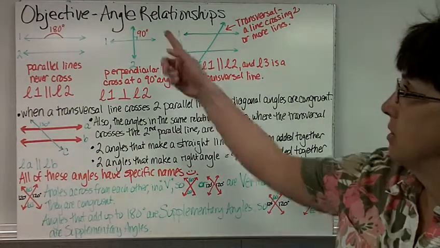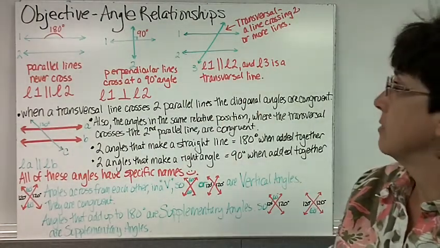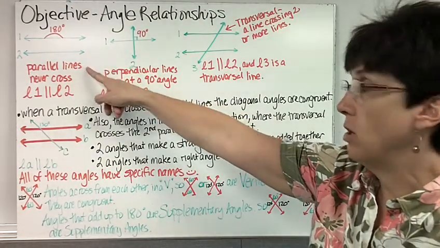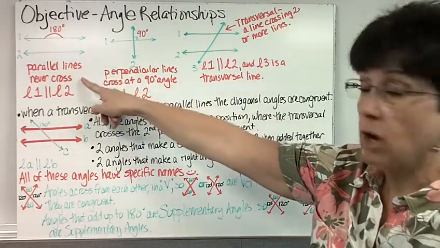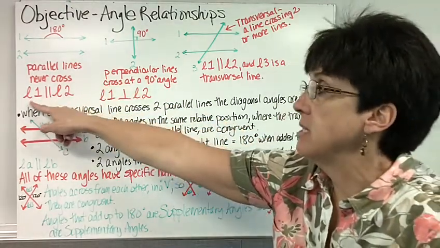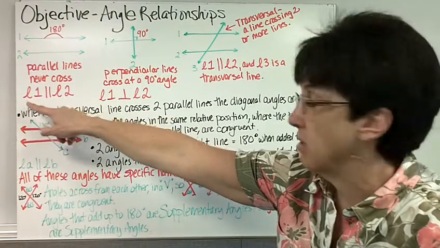Today's objective is angle relationships. Here are two lines, line 1 and 2. They are parallel lines. They will never cross. And you can tell if they are parallel because you can see this. This is an L in cursive, so you don't think it's another 1.